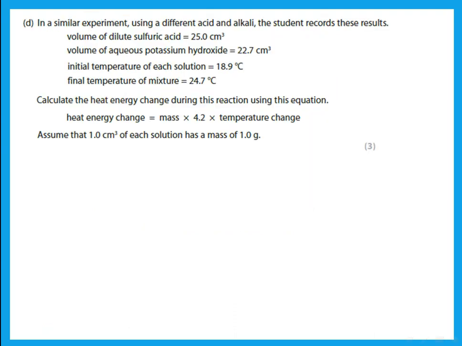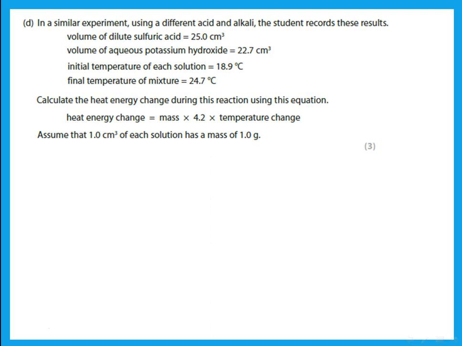Then he says in a similar experiment using a different acid and alkali, the student records these results. So he says he used the volume of sulfuric acid is 25. Volume of potassium hydroxide is 22.7. This is the initial temperature and this is the final temperature. And he says calculate the heat energy. Again, the heat energy is Q. It's equal to mass times 4.2 times temperature.